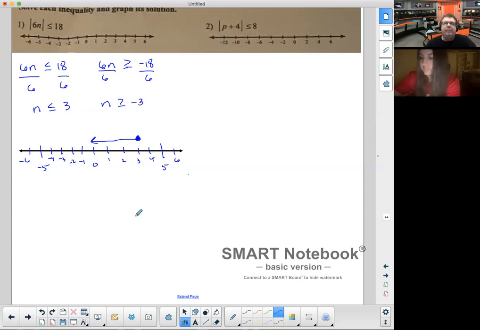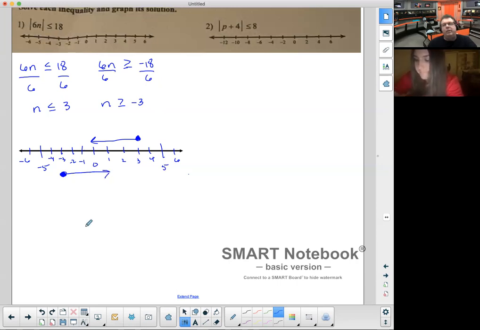Okay, so then we do the same thing. I'm going to do it below just so you can see. We could do it above, it doesn't matter, whatever makes sense to you. It's solid because it's included, but this time it's greater than or equal to, right? So that means it's going to go to the right.